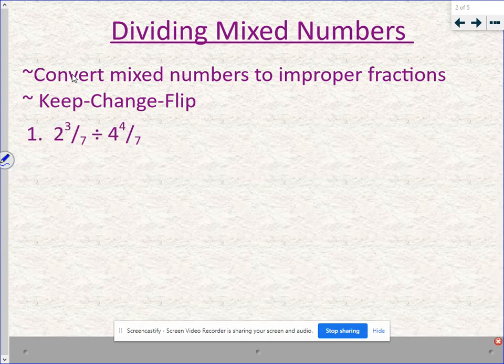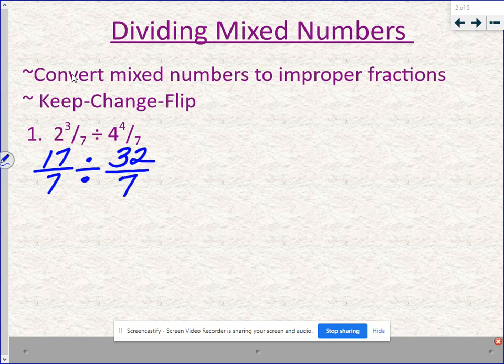So we have 2 3/7 being divided by 4 4/7. So here we go. Convert all my mixed numbers into improper fractions. So we're going to get 17/7 divided by 32/7. Step 1 was to convert all mixed numbers into improper fractions.